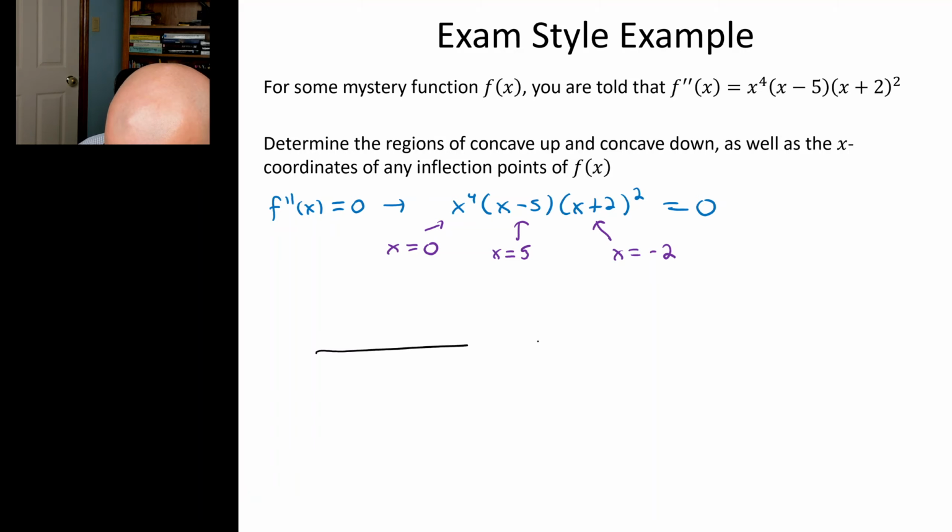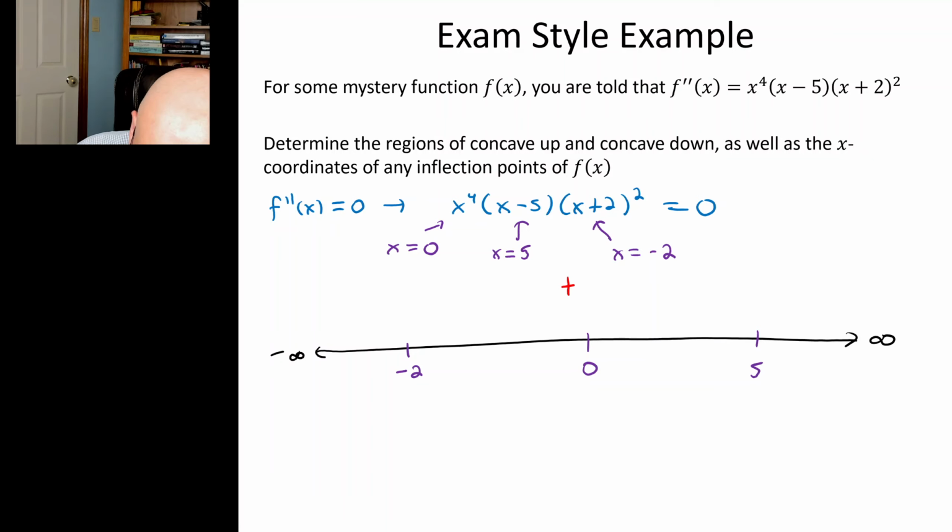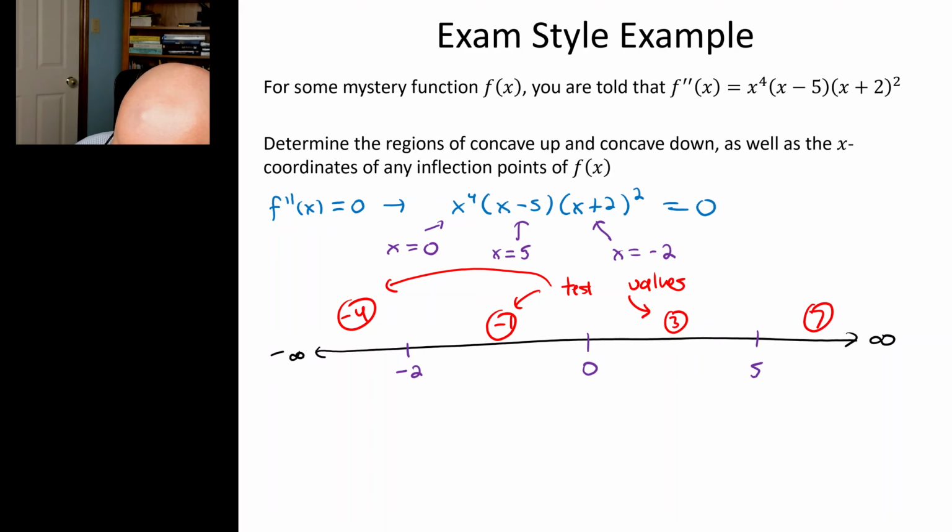So I'm going to make a number line. The number line is going from minus infinity to infinity. I'm going to cut the number line up at those x coordinates from the smallest to the largest, negative 2, 0, 5. They have to go in the right order. Now I'm going to choose test values. How many do we need? We need one for each region. So I'll pick minus 4 for the first region, minus 1 for the second region, 3 for the third region, and 7 for the last region.